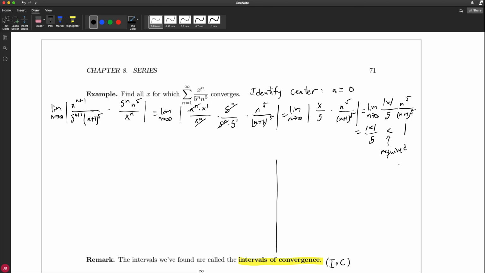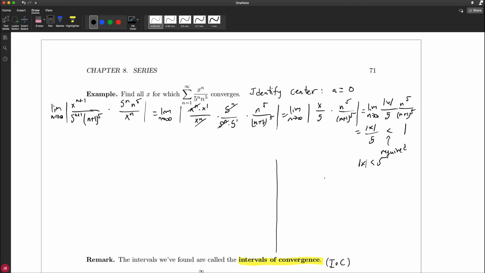And so you only do this requiring business when you're dealing with power series and finding intervals of convergence. But now look, have I solved for absolute value of x minus the center, i.e. x minus a? No, right? How would I solve this for the absolute value of x? Well, just multiply by 5. So I get the absolute value of x less than 5.